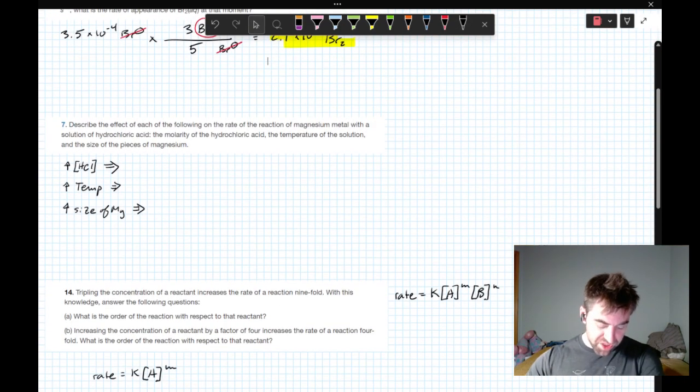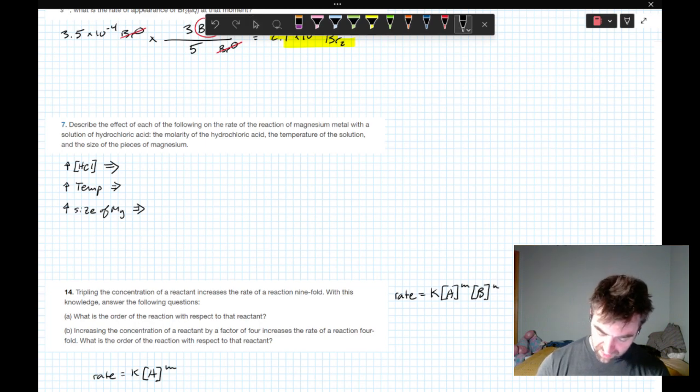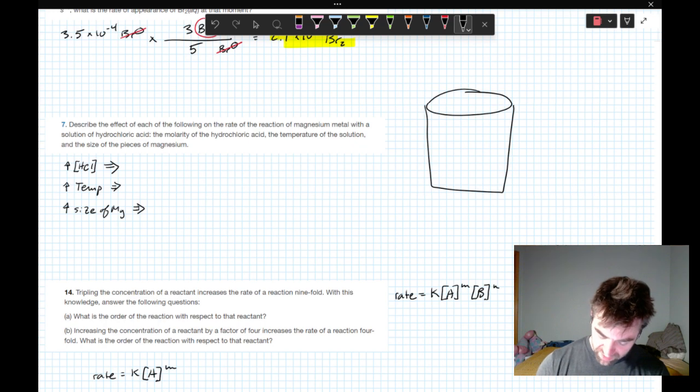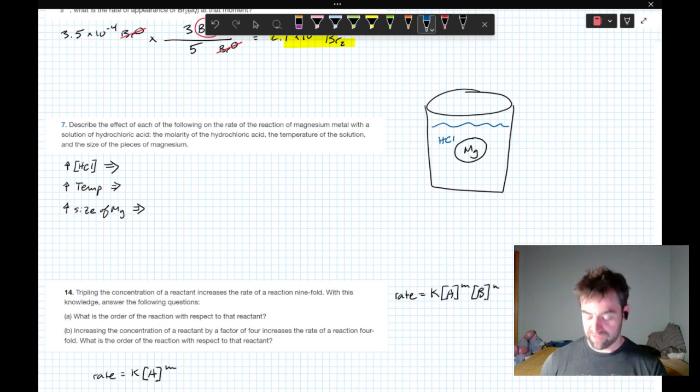All right, next question. Describe the effect of each of the following on the rate of the reaction of magnesium metal with a solution of hydrochloric acid: the molarity of the hydrochloric acid, the temperature of the solution, and the size of the pieces of the magnesium. This is one where I feel like it's important to visualize it. So we have some container, we have some mass of magnesium metal, and then we have an aqueous solution with our hydrochloric acid floating around in there.